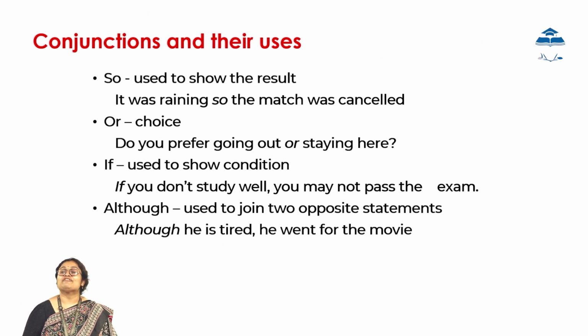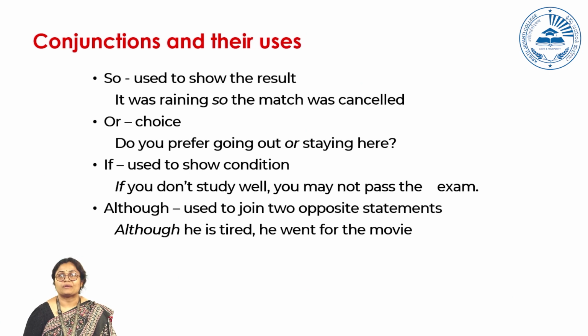Another conjunction that we use daily is or. Or is used in order to indicate choices. For example, if you're asking your friend a question, you're giving him or her two choices. In that case, you can use the conjunction or. For example, do you prefer going out or staying here? So you're giving him or her choices.